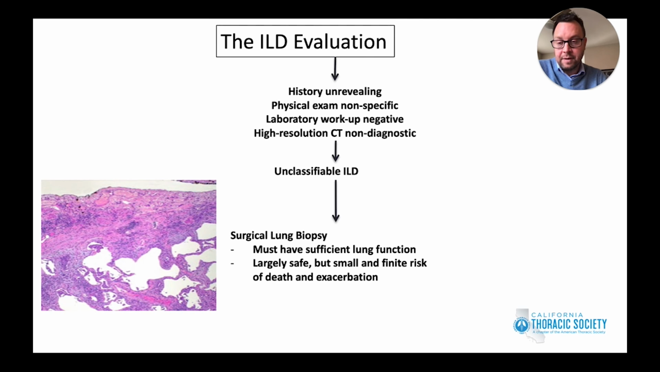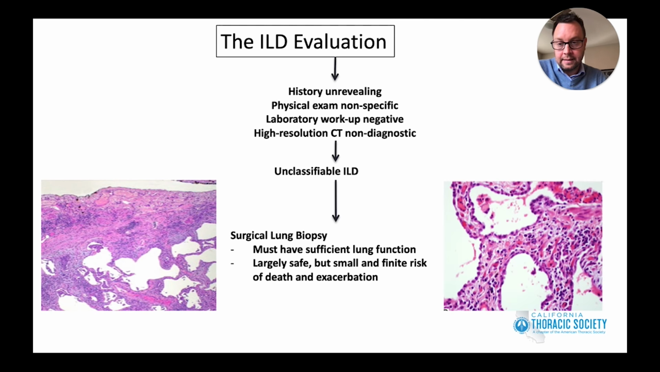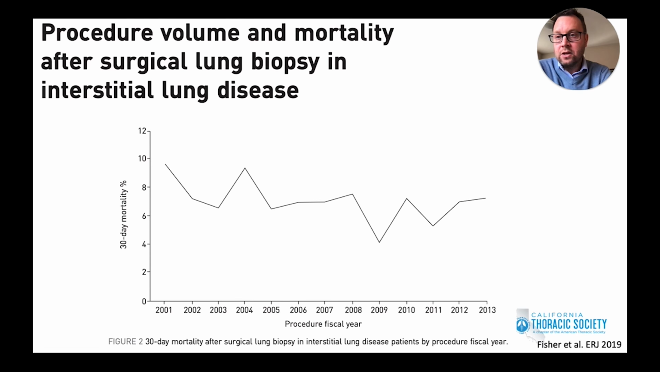But with surgical lung biopsy, you can get very helpful information like this usual interstitial pneumonia pattern here on the left, or more of a cellular NSIP pattern here on the right. When considering sending a patient for a surgical lung biopsy, it's important to discuss with them that there are risks associated. This paper published a couple years ago assessed 30-day mortality after surgical lung biopsy, and found that depending on the year in question, there was a 5 to 10% risk of 30-day mortality afterwards.